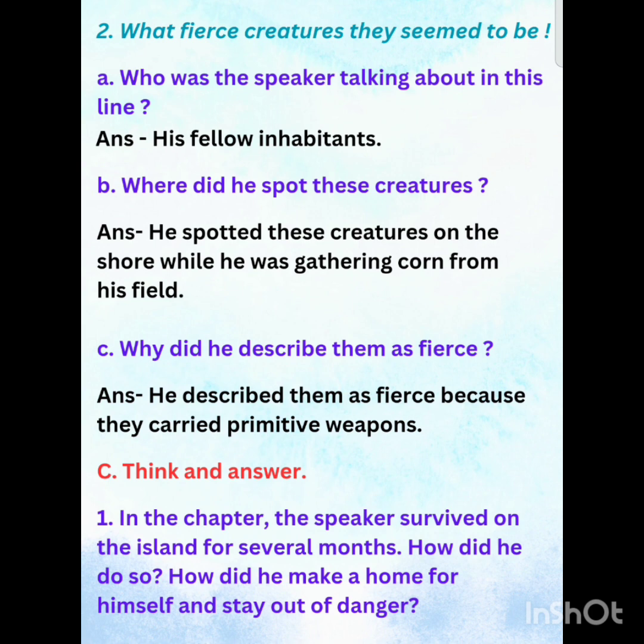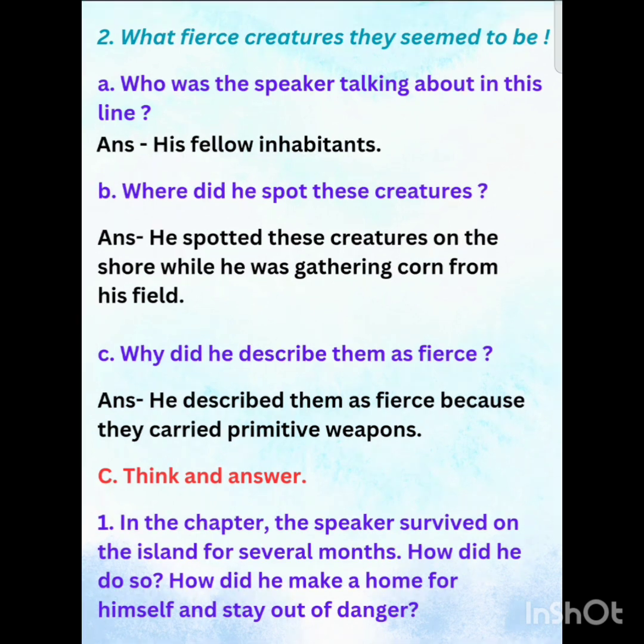Question C. Think and answer. Question 1. In the chapter, the speaker survived on the island for several months. How did he do so? How did he make a home for himself and stay out of danger?